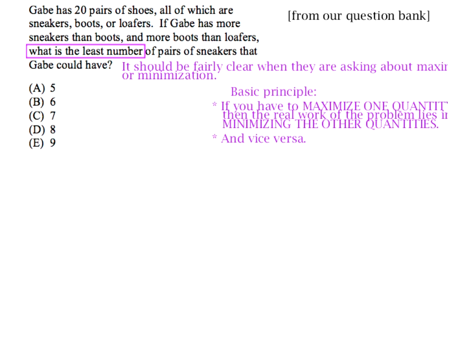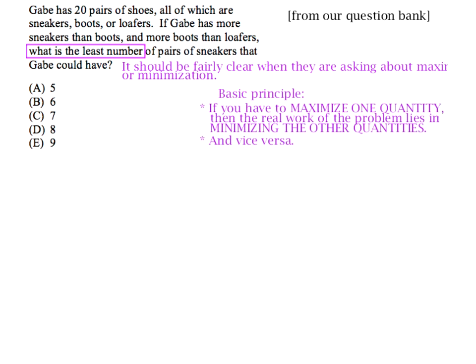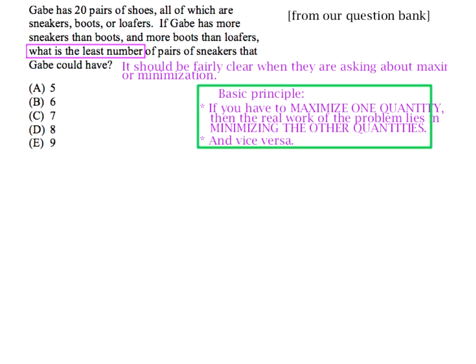Let's say that you have some unexpected expenses and you have to pay as much as possible towards those expenses in some month. If you have to do that, then you have to minimize what you spend on everything else. This is all pretty clear. Again, when people are in testing environments, they tend to be a little bit less clear on stuff like that. But just think about it. It should make sense.